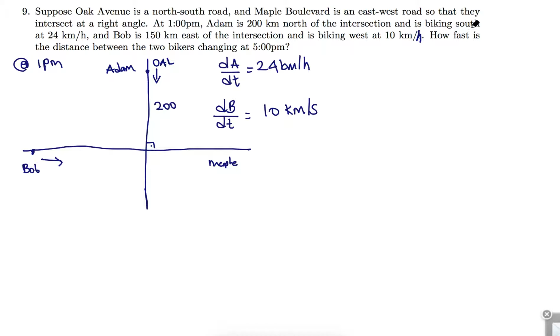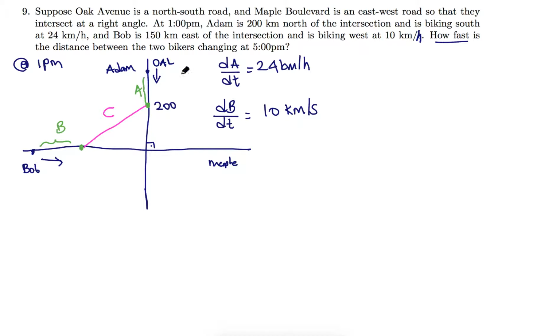Okay. All right, so how fast is the distance between the two bikers changing at 5 p.m.? So at 5 p.m., say Adam came here, so this is the distance he covered, this little distance. Say Bob came here, so this is the distance Bob covered. Let me put B over his distance. And we're looking for the distance between A and B. Let's call that C.